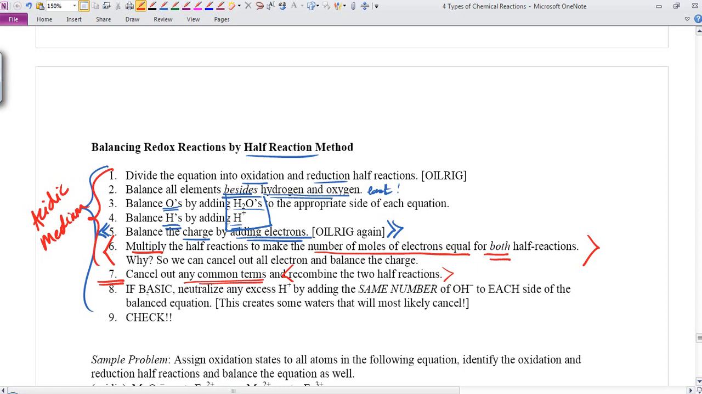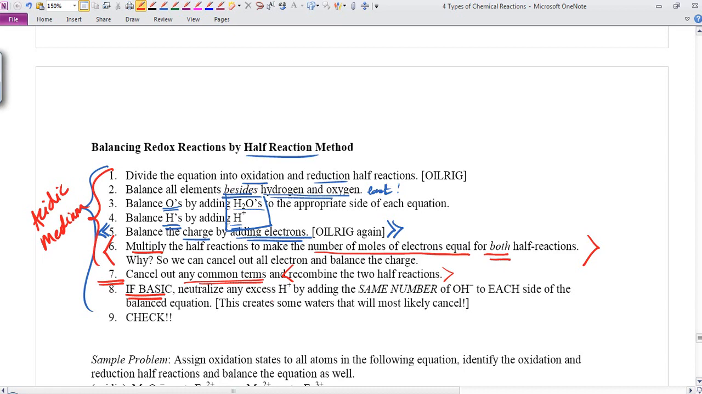So if it says in basic medium, you will find a whole other set of rules in your book for that. But you know, I'm way too lazy for that. I'm not going to memorize 2 sets of rules if I just got a quick fix. I'm going to memorize 1 through 6, no problem. I'll practice enough, that'll become second nature. If it's basic, all I have to do is do it exactly the same way I do acidic.